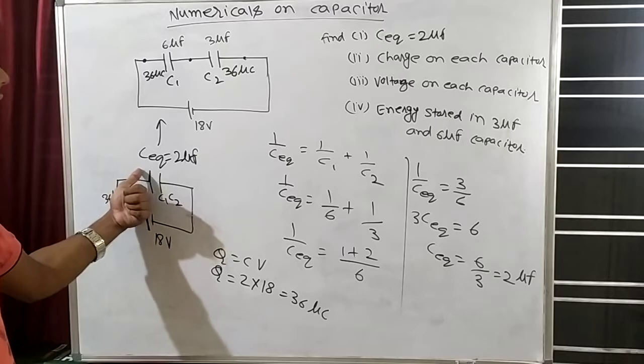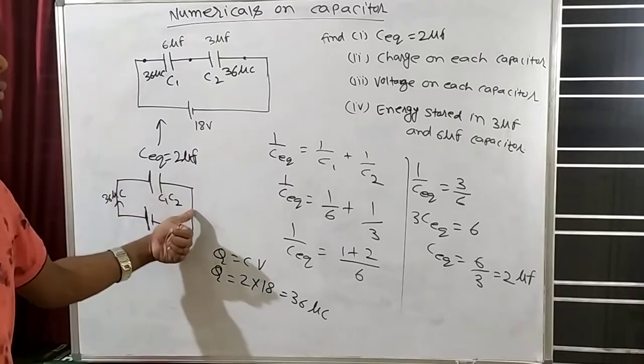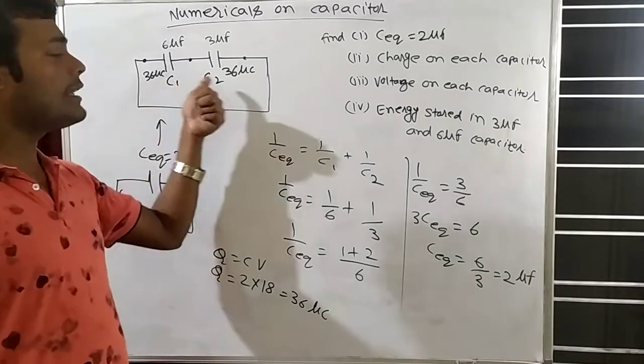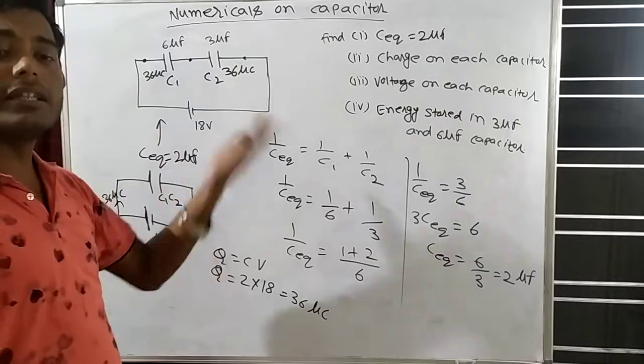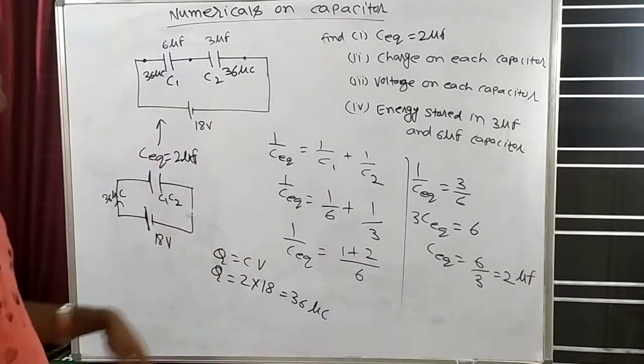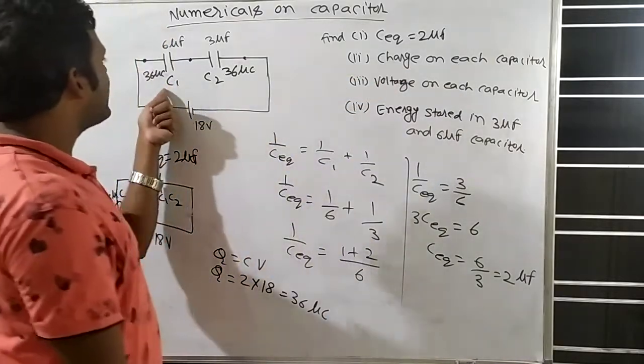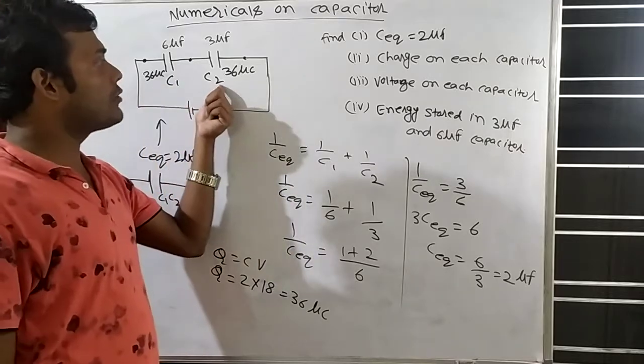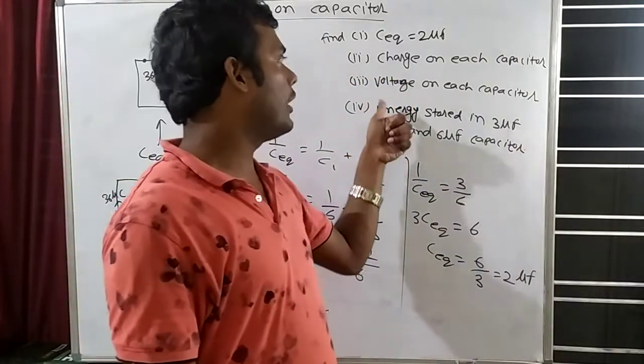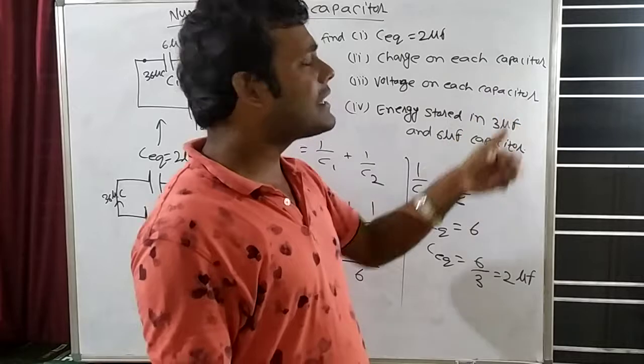because the equivalent capacitor, that is C1 and C2, is connected in series. और series में क्या होगा? Equal distribution of charge होगा, right? So what will be the charge on the first capacitor? 36 microcoulomb. Charge on the second capacitor? 36 microcoulomb. Now we have to calculate the voltage on each capacitor.